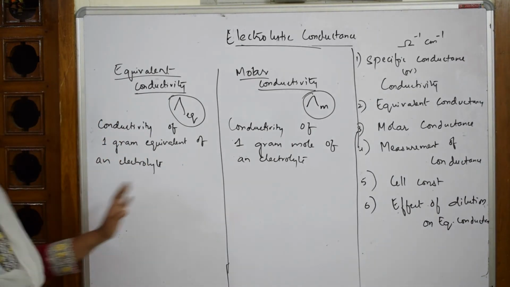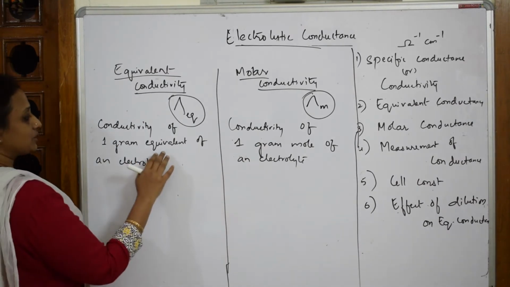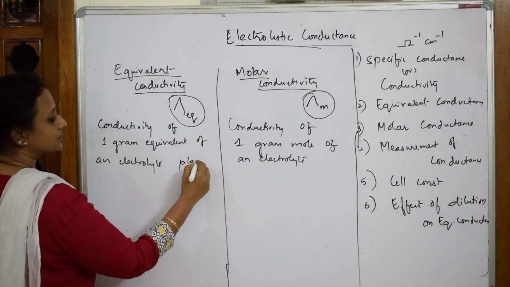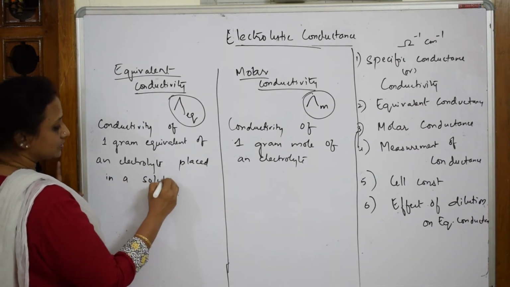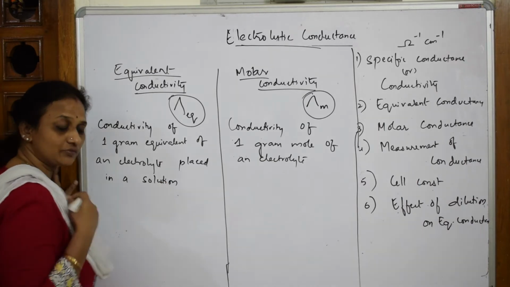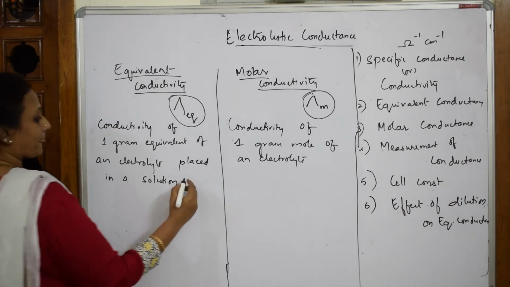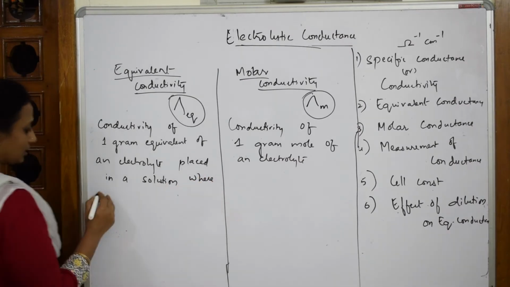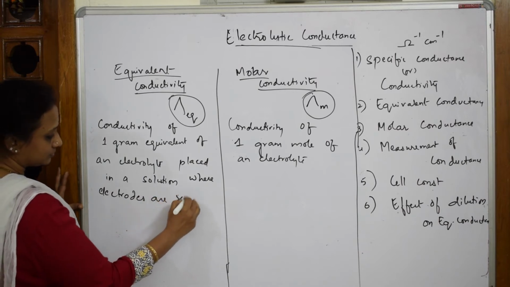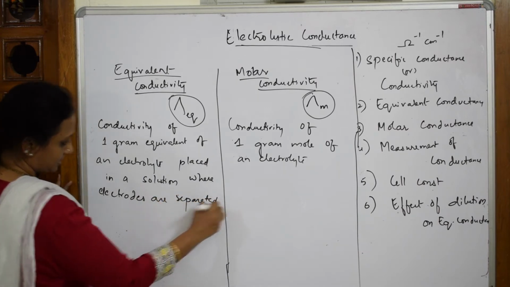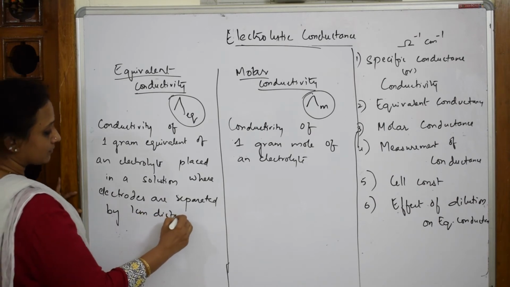That means here you're speaking in terms of molarity, here you're speaking in terms of normality. So gram equivalent weight of an electrolyte placed in a solution where the electrodes are separated by 1 centimeter distance.